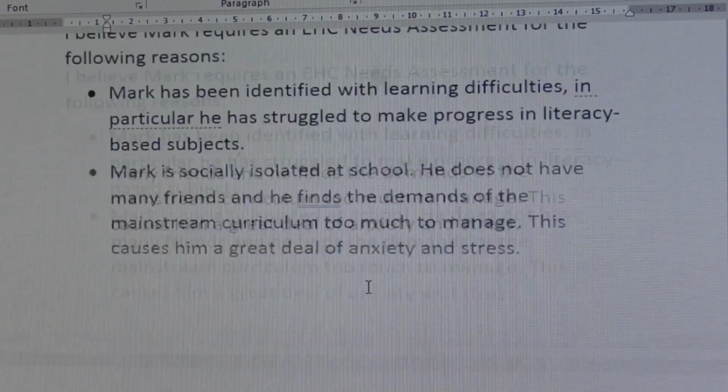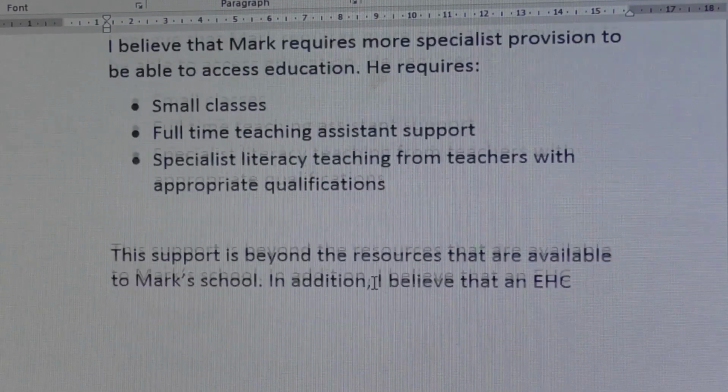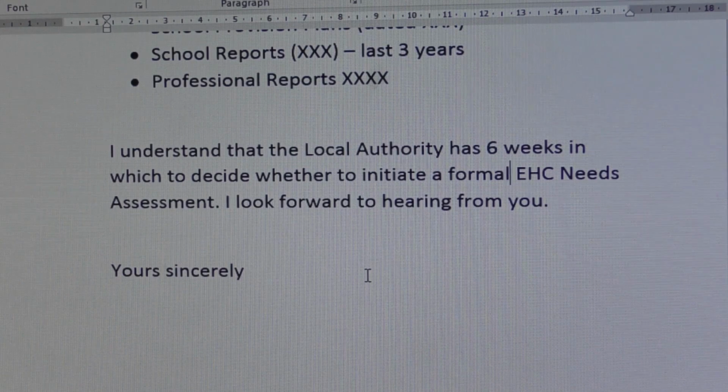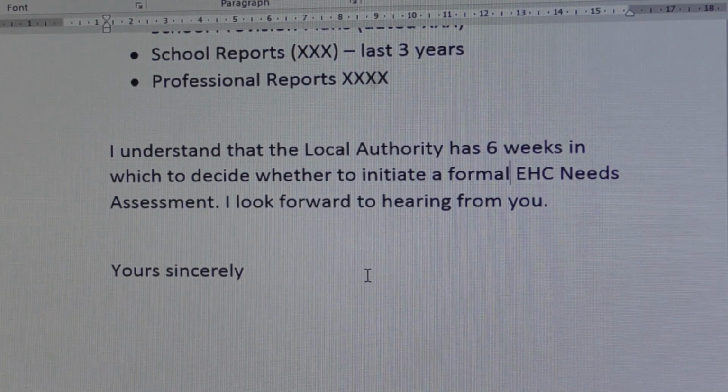So that is it. That's what you need to do to kick off the EHC needs assessment process. It's very straightforward. It shouldn't take you too long. And it most definitely shouldn't cost you a lot of money. If you feel that you need support to do the request, then by all means access that support. But it shouldn't be an expensive process.